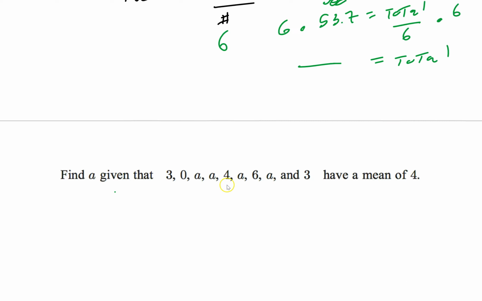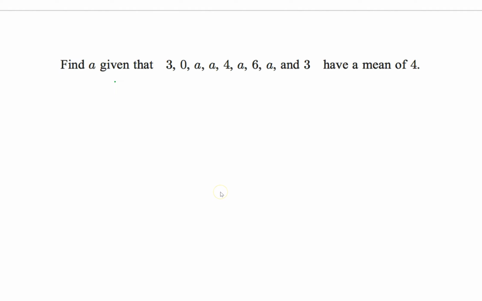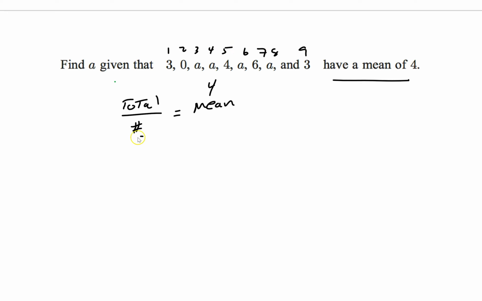Okay, with that one down, let's do a slightly harder example. So here we go. Find A given that 3, 0, A, 4, A, 6, A, and 3 have a mean of 4. So it's actually a very similar problem. They give us the mean, they give all these numbers. So remember, it's the total over the total number of items equals the mean. Now we have some of this data. The mean is 4. And the total number of values we have, let's just count them. There's 1, 2, 3, 4, 5, 6, 7, 8, 9. So this is going to be 9.